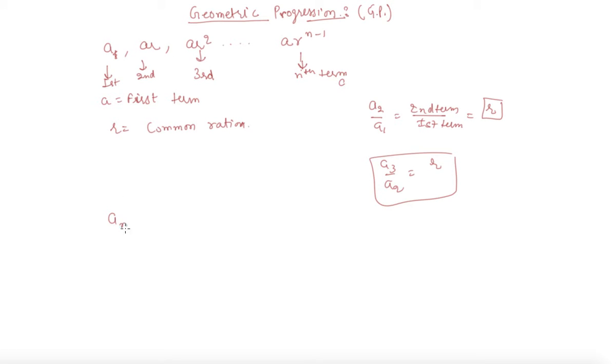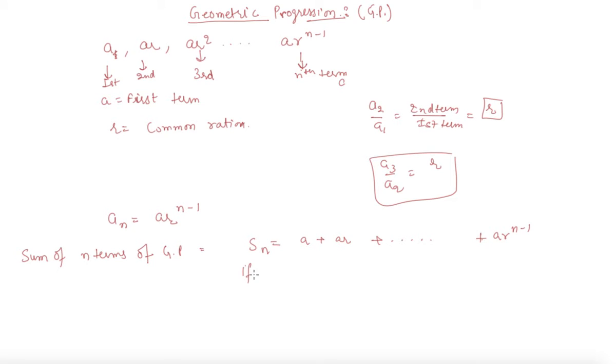So the formula for the nth term of a GP will be AR to power n minus 1. In this way you can write the general term of the GP. Now let me tell you about the sum of n terms of a GP. We need to find the sum of n terms, meaning A plus AR plus up to AR to power n minus 1.